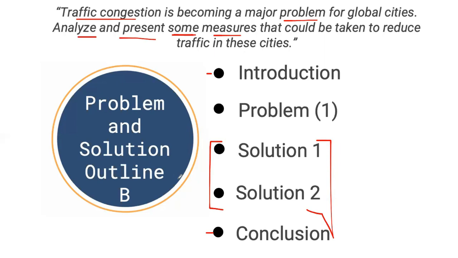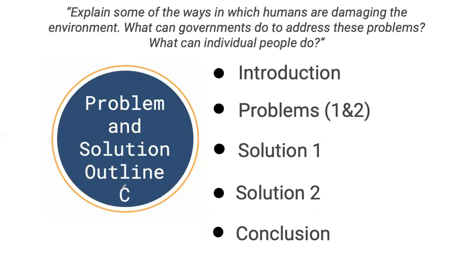All right, let's go to the last outline, which is the one we're going to use today. And that is outline C. Now, I've prepared a different writing prompt, but we'll read it together. Explain some of the ways in which humans are damaging the environment. What can governments do to address these problems? What can individual people do? So you see these two questions here at the end, very important.